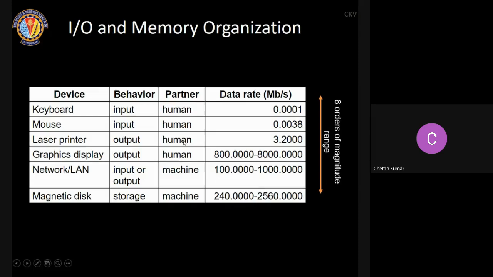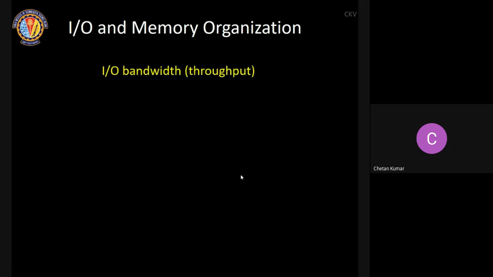So what I'm trying to say is you have to understand that all of these are typically connected to a single bus, and your bus should be such that it can support all of these different kinds of devices with different speeds. So the same bus is used to communicate with the magnetic disk, which has a very high data rate, but the same bus is used to communicate with the keyboard, which has a very low data rate. So your bus should be able to support all of these different types of devices with different types of properties. Okay, so that's one thing that you have to understand.